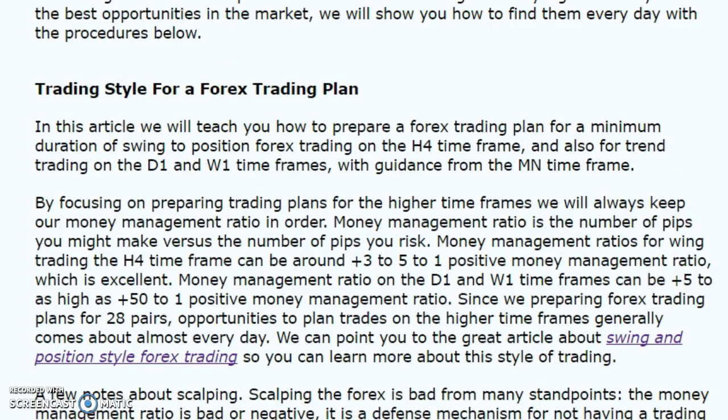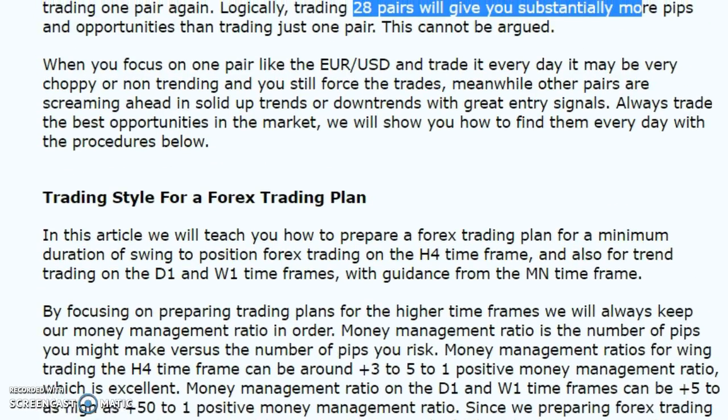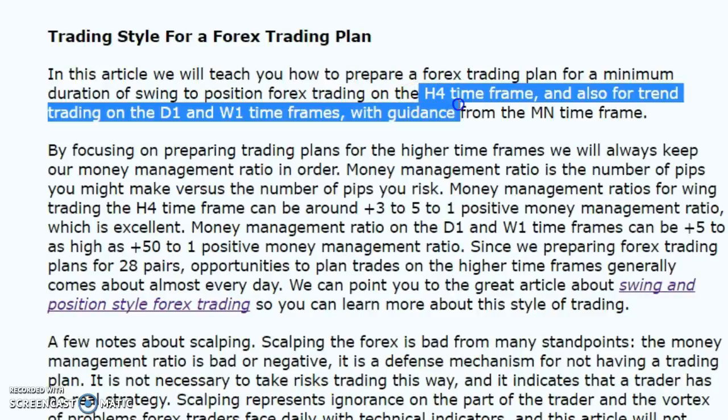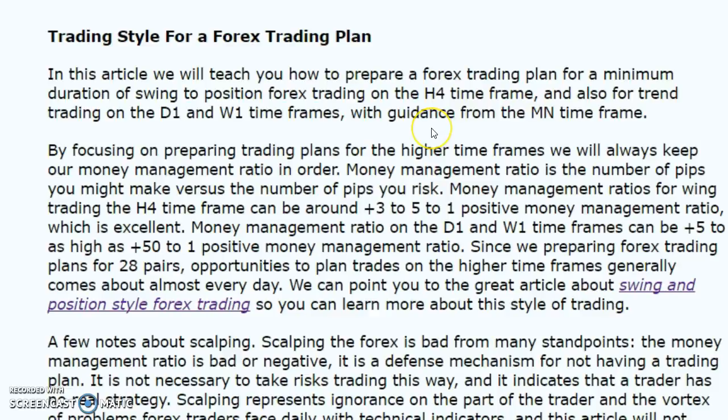So what trading style do we use for our trading plans? Well, we go with the higher time frames, the H4 time frame and larger, okay? Because that's where the pips are at. So if you go with the H4 time frame and larger, you're going to be basically swing trading and going into trend trading and position trading with these higher time frames, D1 time frame, W1 time frame, etc.